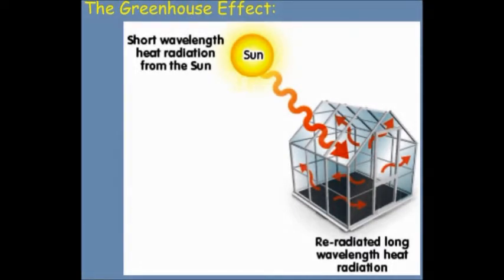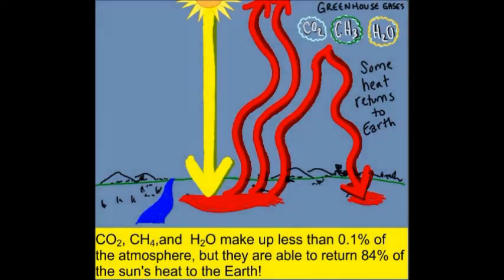That's basically where shortwave radiation from the sun can enter through the glass of a greenhouse, and then it heats up inside the greenhouse, and then the heat in the form of long wave infrared radiation can't escape through the glass, and that's why a greenhouse gets hot. The same thing happens in Earth's atmosphere. CO2, which is carbon dioxide, CH4, which is methane, and H2O make up less than 0.1% of the atmosphere, but they're able to return 84% of the sun's heat from the Earth.